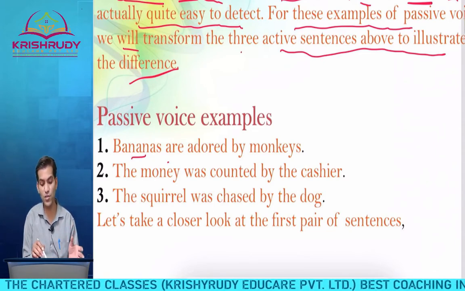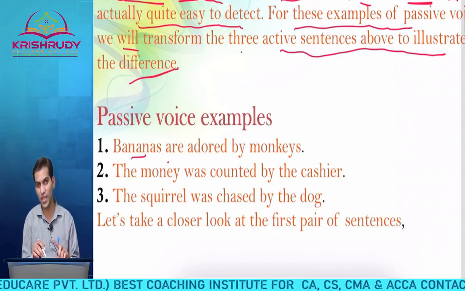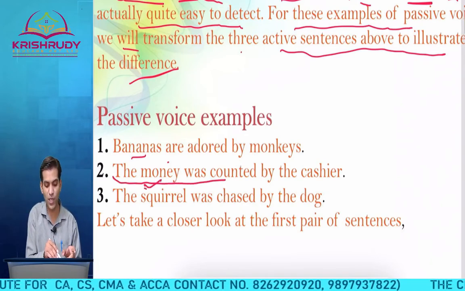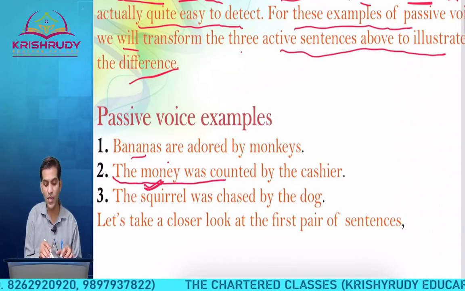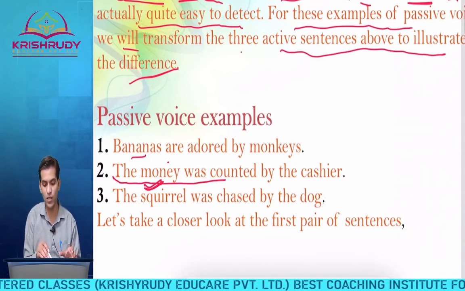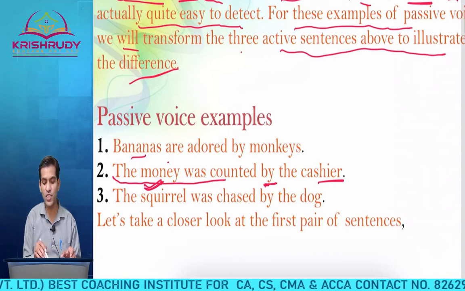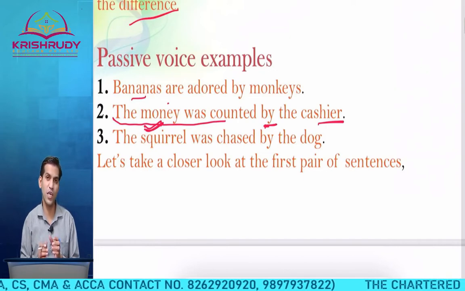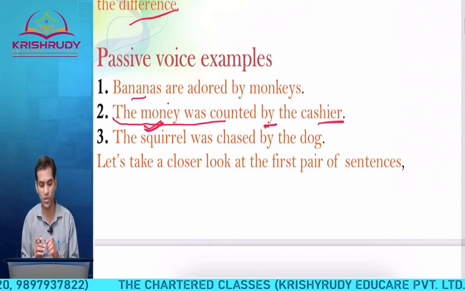Earlier the sentence was "the cashier counted the money", where importance was given to the cashier, and in this sentence the importance is given to the object, money, which is used at the beginning of the sentence, right? And "counted" changed into the past participle, again "counted", and "by" preposition, the cashier. The squirrel was chased by the dog, right? Same thing again. The word which was the object in the active sentence now became the subject.